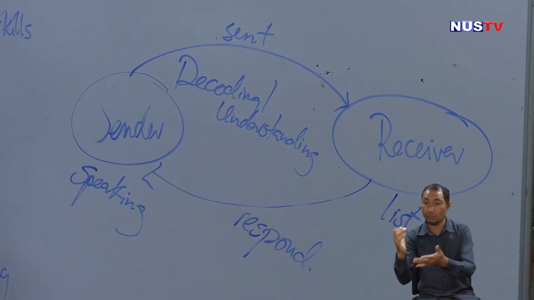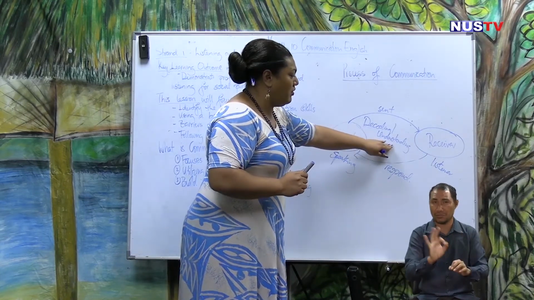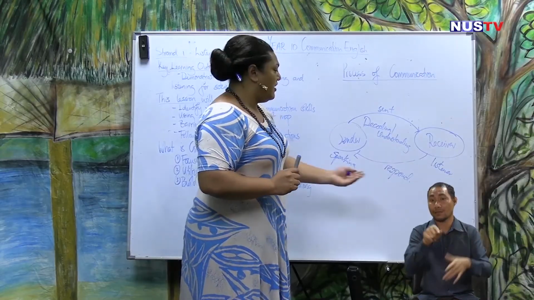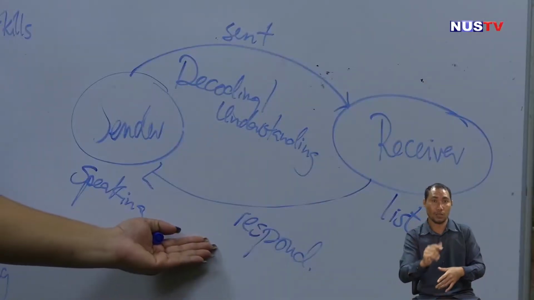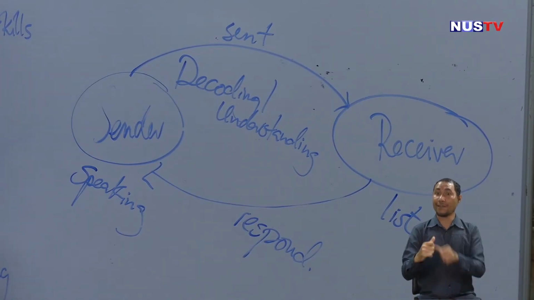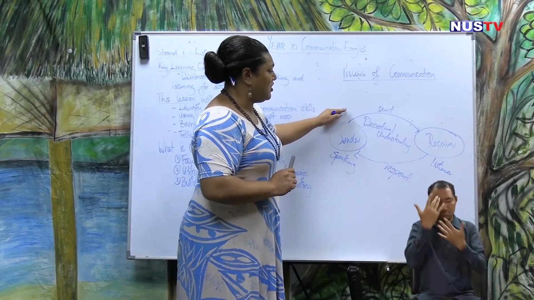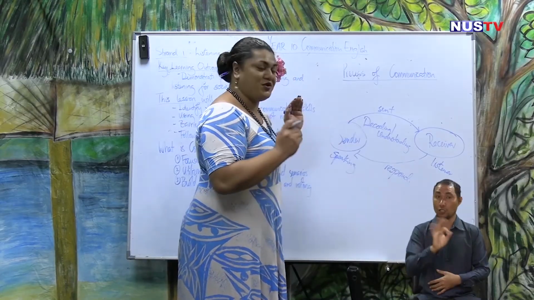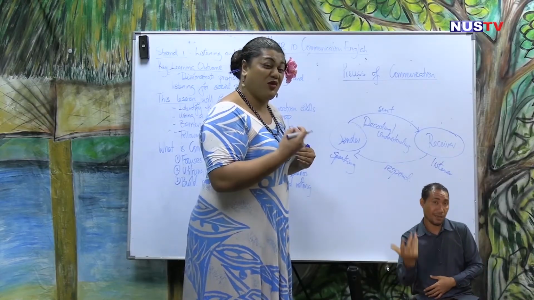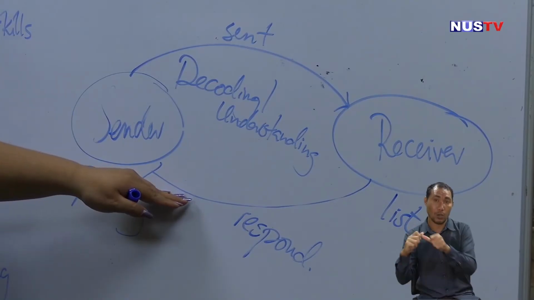If the message is not clear, obviously the decoding or understanding part will also be unclear. Then what will happen to the response? The response will be wrong. Why? Because the message is not specific, the message is not clear. So when the person heard the message or did not hear the message properly, they will respond in a different manner.